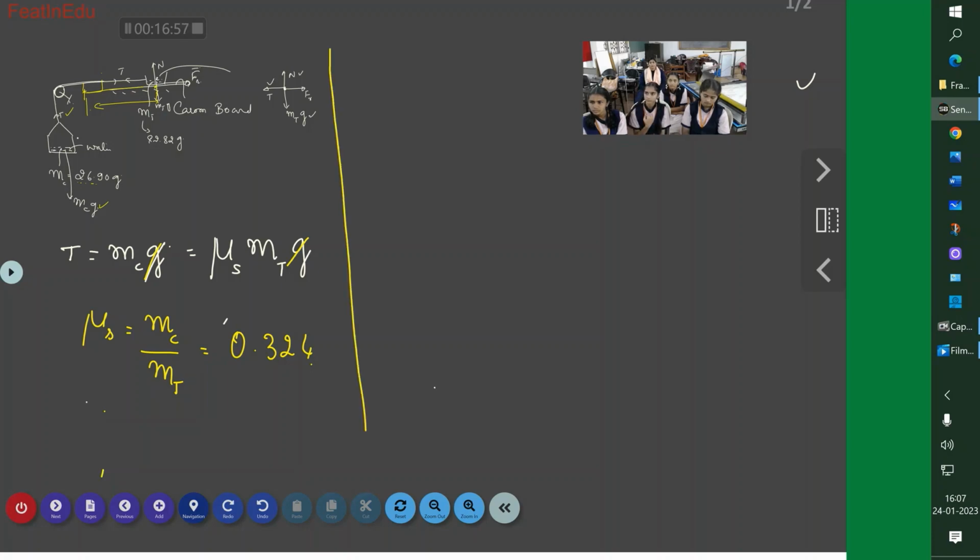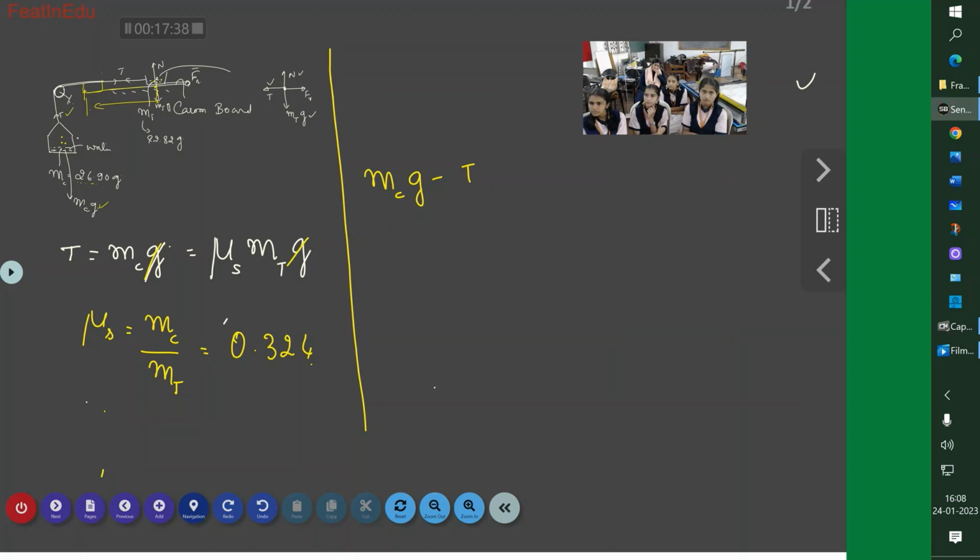So kinetic friction: as the body moves, as I told you yesterday, once it starts moving, the friction will reduce. Now you see, this one is also accelerating. As far as the acceleration of this is concerned, it is going to be mc into g minus T. What is mc g minus T? The net force acting on this. This divided by mc will give you the acceleration of this.